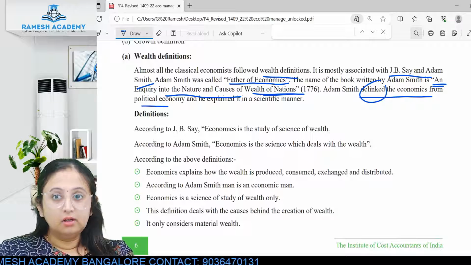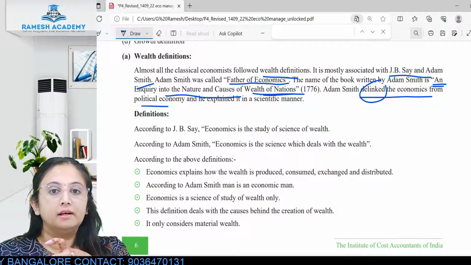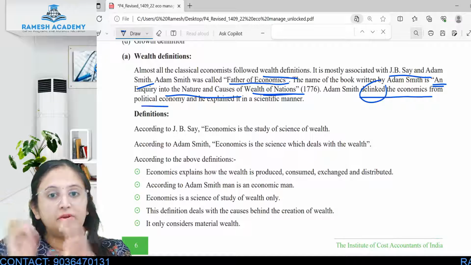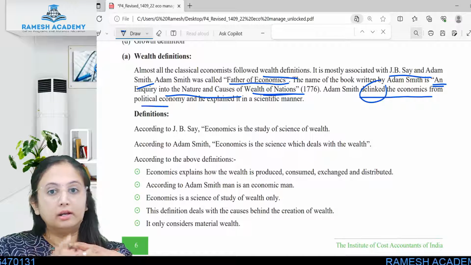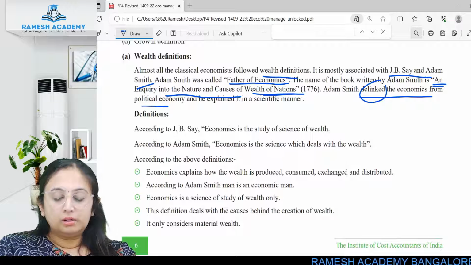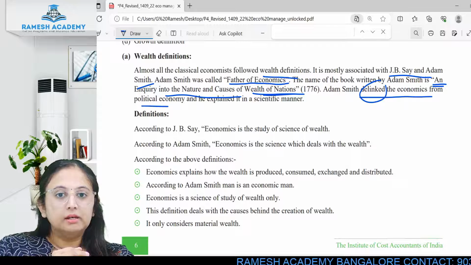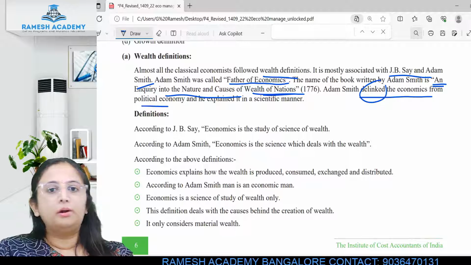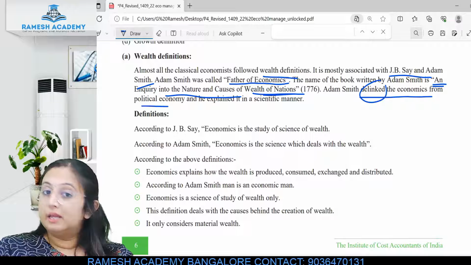Why should we bother? Then Adam Smith gave a scientific definition, and he delinked it. He said there is no link between politics and economics. Economics is something different. Everybody needs it, not only politicians and not only those who are administering or running the country. That is what Adam Smith told. In a scientific manner, he explained what economics is. Everybody had that notion that economics was only for those into politics, those running the state. Then Adam Smith delinked it.